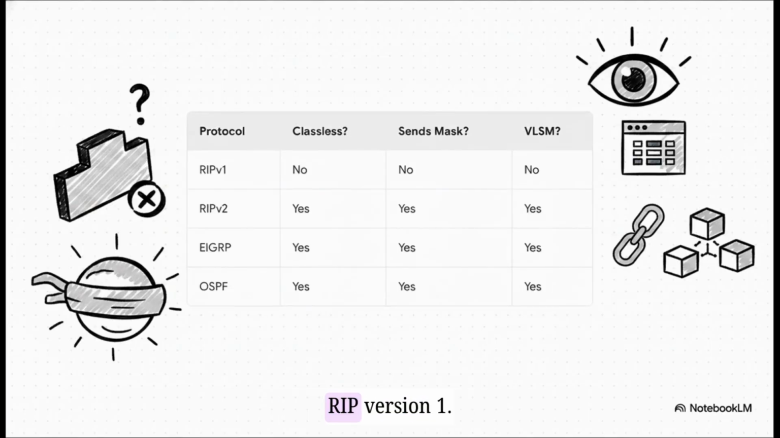Take the legacy protocol RIP version 1. It is a classful routing protocol. It does not send the subnet mask in its routing updates. So if a router receives an update about a network without a mask, it has absolutely no idea if it's looking at a /24, a /30, or something else. It's totally blind to your custom sizes. But modern, classless routing protocols, things like RIPv2, EIGRP, and OSPF, they do send the mask with every single update. That right there is the foundational requirement for VLSM to operate.